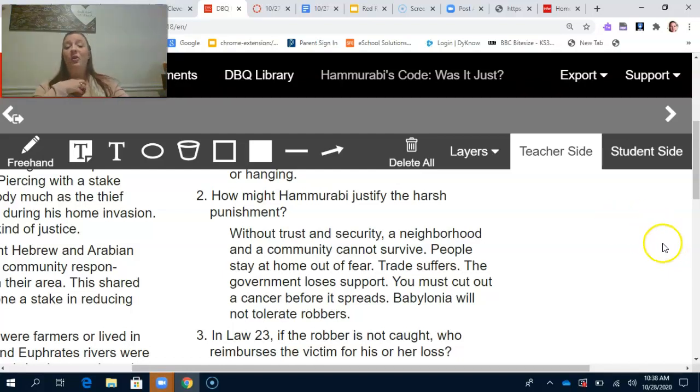Well, then people stay home out of fear. Because of that, trade suffers and the government loses support. And so what they do is they cut out a cancer before it spreads. And what this means is they make an example again out of people so that that behavior doesn't spread to everybody else. And so it makes it so that nobody else wants to commit that kind of crime. So it says that Babylonia is not going to tolerate robbers.